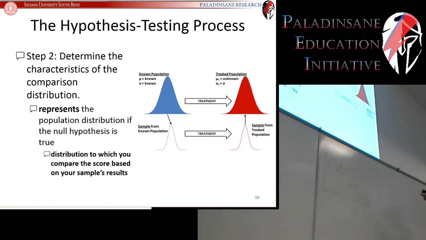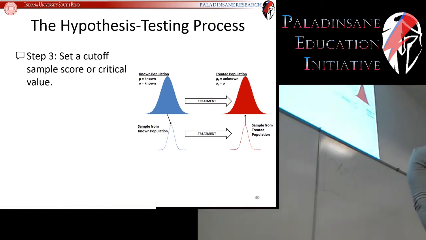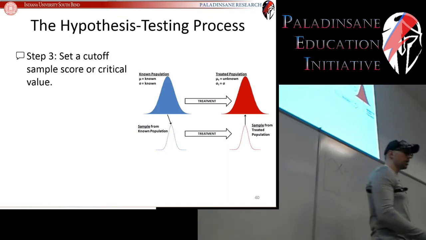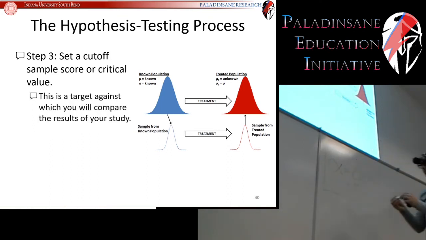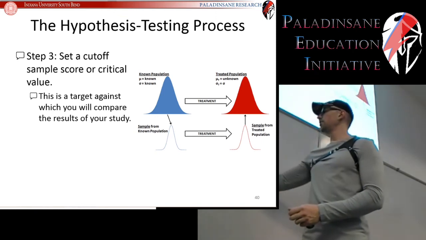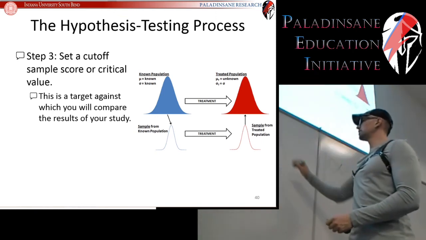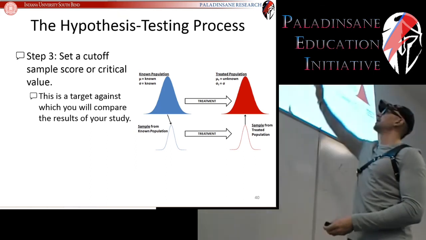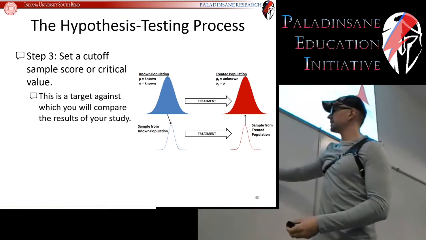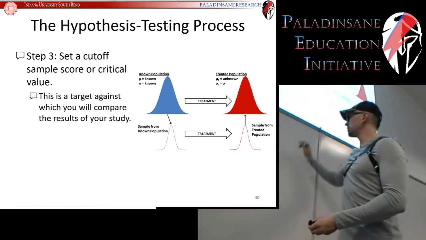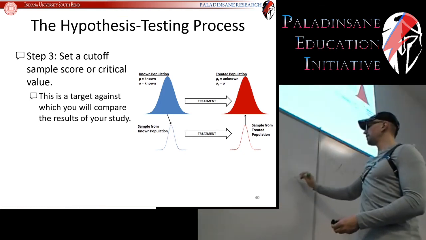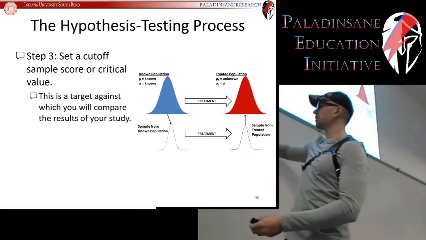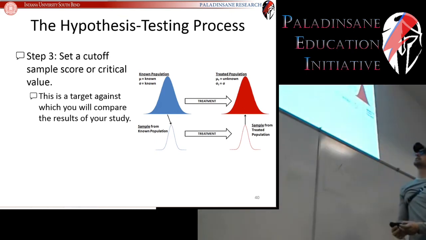So that's step 2. Step 3 is set a cutoff sample score or critical value. This is on your distribution of sample means, right? We have our normally distributed distribution of sample means that has a sample mean there. We're going to draw lines in the sand. And those lines in the sand are going to define these tails known as critical areas. Those are the lines in the sand. That's the target against which we're going to compare our sample.